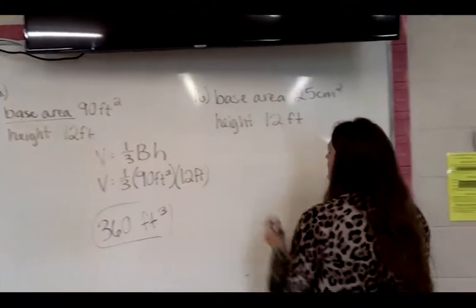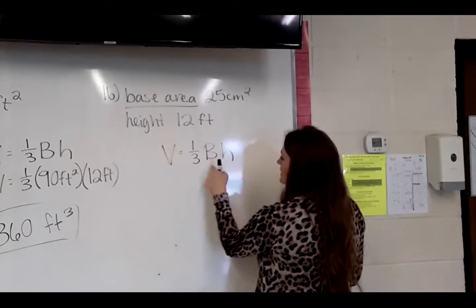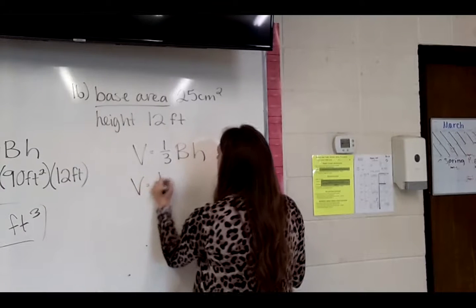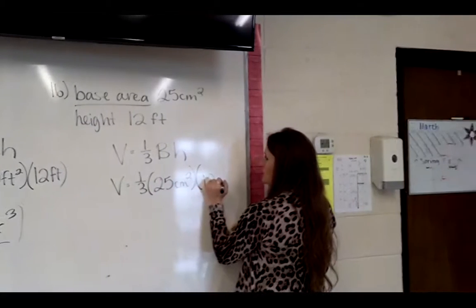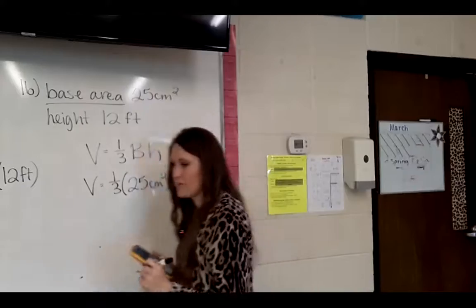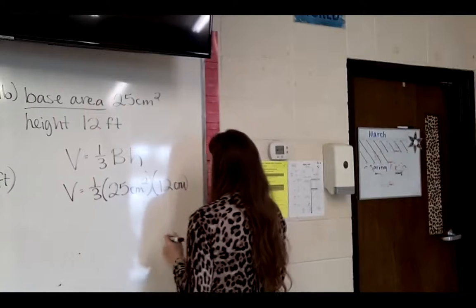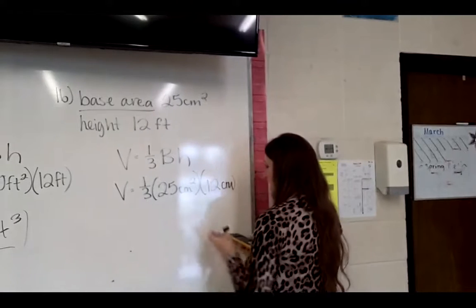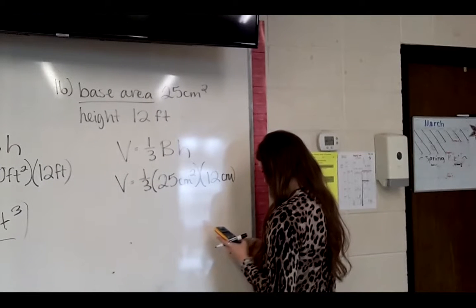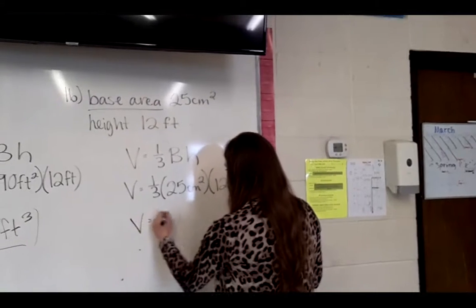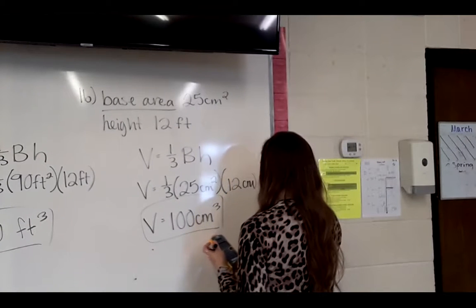On 1B, they do the same thing. They go ahead and tell us the base area. So they've already given us big B. So I have 1/3. Big B is 25 square centimeters. Height is 12 feet. Oh, I never noticed that. Wait, I maybe just wrote that wrong. They have to be the same units. Okay, so I now have 1/3 times 25 times 12. It comes out to exactly 100 cubic centimeters. So that would be the volume of that pyramid.